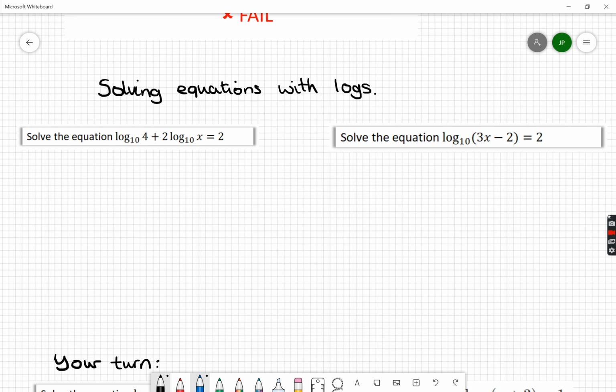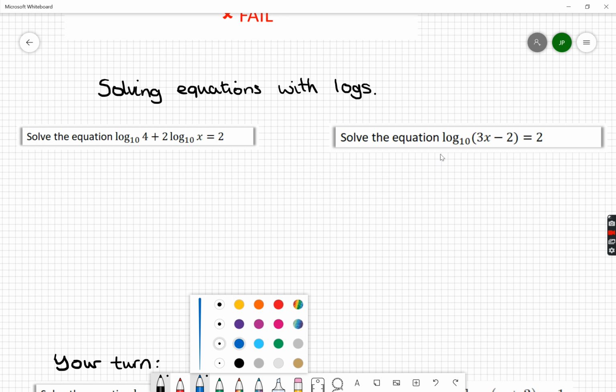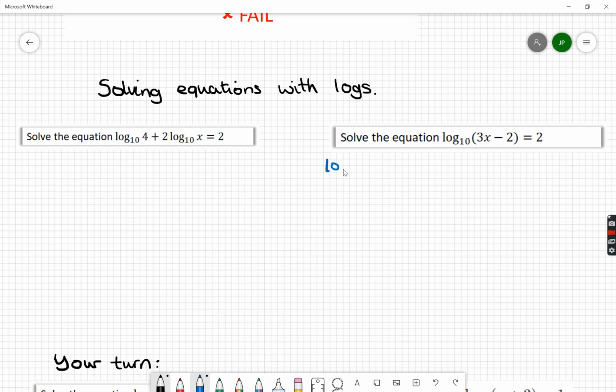In order to solve with it, obviously you need to have a logarithm that's all on its own. And we should know from last lesson that the inverse of logging is to do the power. So if we look at, actually we'll start on the right hand side because this one's probably slightly easier. So we've got log base 10 of 3x minus 2. Let's just rewrite that here actually. Log base 10 of 3x minus 2 equals 2.